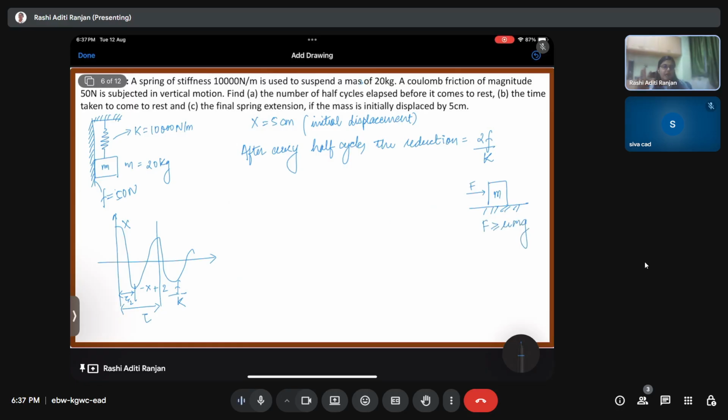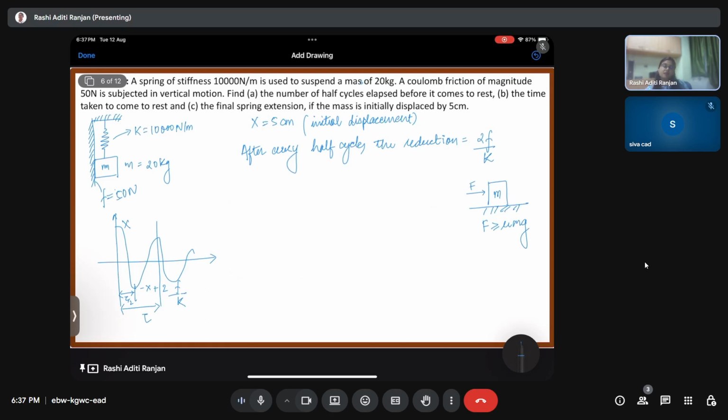For any value of F which is less than this μmg, frictional force, the mass is not going to move. We are applying the force, but the mass is not moving. We have no work done. Okay. So in this case also, the same thing is going to happen.